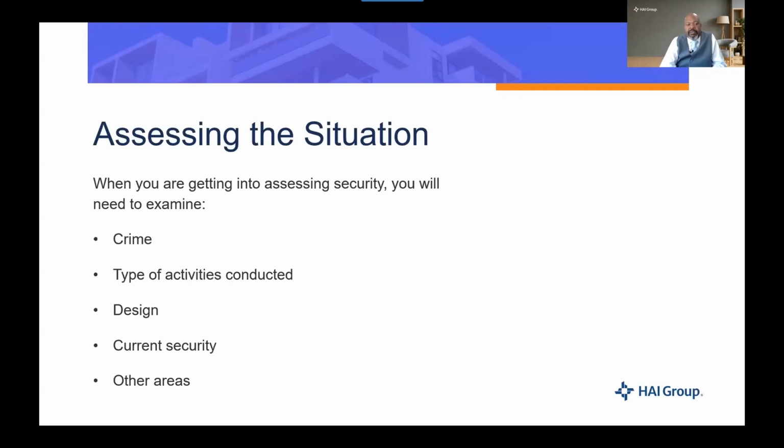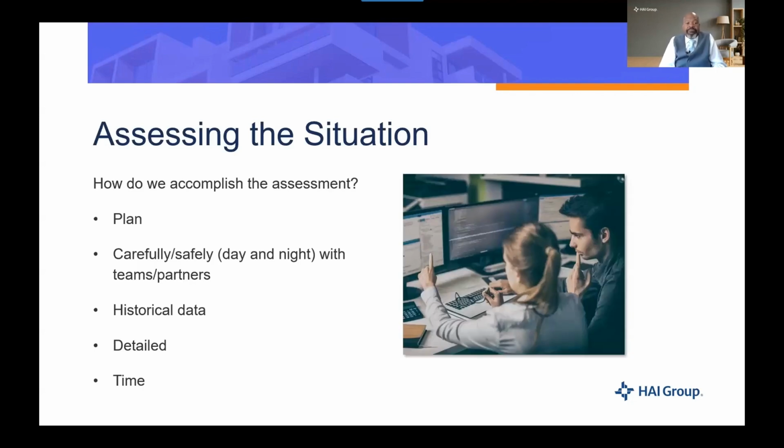You want to examine the type of activities to be conducted. Are we collecting cash for rent? Are we simply an administrative location where we just help people get the resources they need? We need to look at the design of the location. We need to also look in detail at the current security situation. What does it look like? Are there guards? Are there no guards? Are there locks? No locks? Are there alarm systems? No alarm systems? And we need to look at all other areas that may be impacted by a security problem.